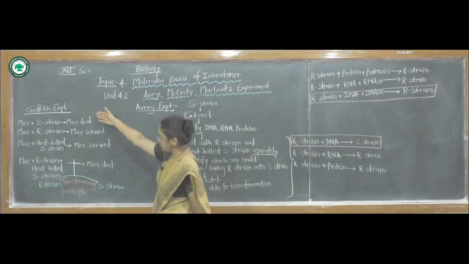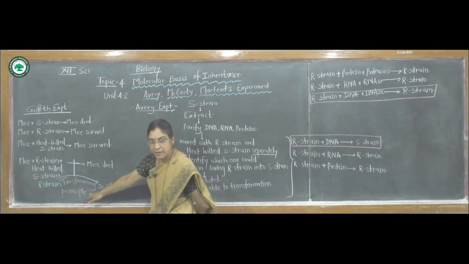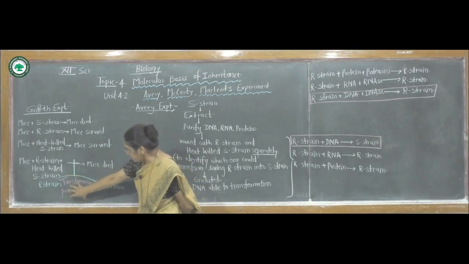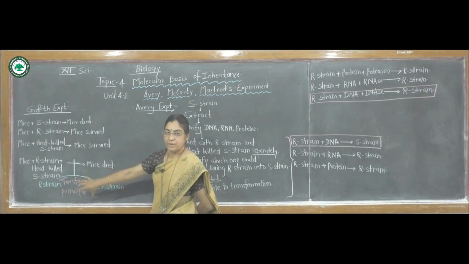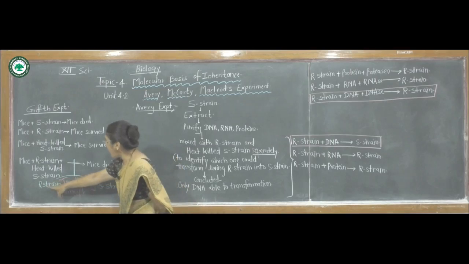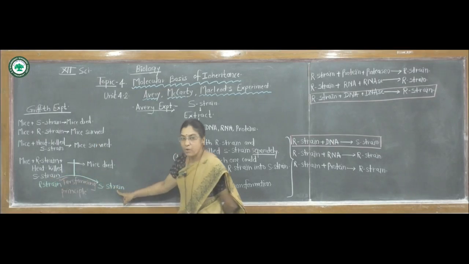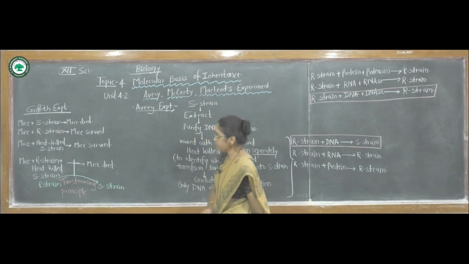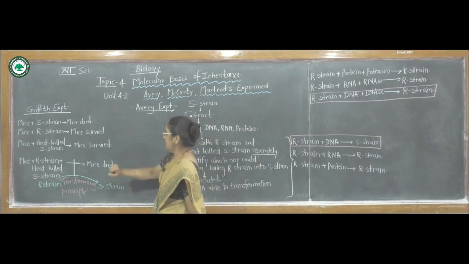But Griffith failed to explain which one is the transforming principle due to which the R strain bacteria get transformed into the S strain bacteria. In short, I will repeat it again.